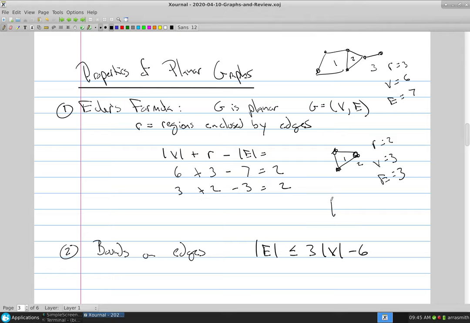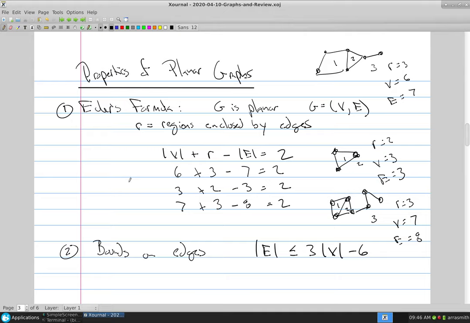Well, let's try something a little more complicated, where this isn't enclosing anything, so I still have region 1, region 2, region 3, because that's all this outside. So I still have 3 regions, but I made a lot more edges and vertices. I count my vertices: 1, 2, 3, 4, 5, 6, 7. I have 7 vertices. And what about my edges? 1, 2, 3, 4, 5, 6, 7, 8. 8 edges. No short circuits, and so my vertices are 7 plus 3 regions, which is 10, minus 8. That's still 2. And it's interesting that no matter what, this is Euler's formula, it's always 2.